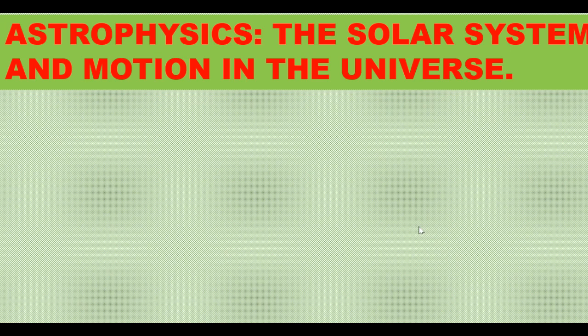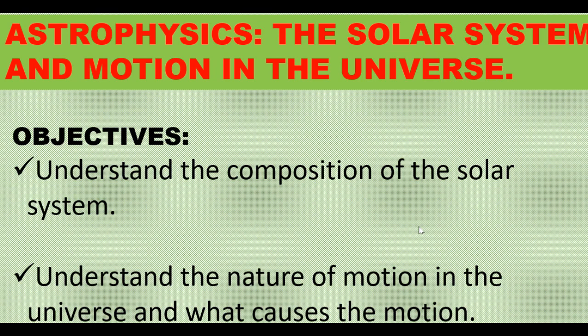Today we shall discuss astrophysics. Astrophysics is a branch of space science that applies the laws of physics to describe the universe. In particular, we shall discuss the solar system and motion in the universe. This lesson will help you understand the composition of the solar system as well as the nature of motion in the universe and what causes the motion.